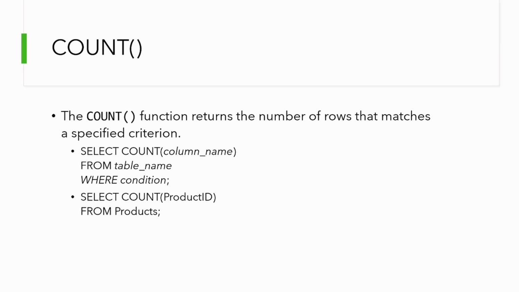Next is count. Count returns the number of rows. Let's say you have a specific condition, then whichever rows match it, it returns that. Or you just want to know how many rows are present as a whole in this particular column. You use just select count of product ID from products. You can also store this in a variable and write it as number of IDs or something like that.